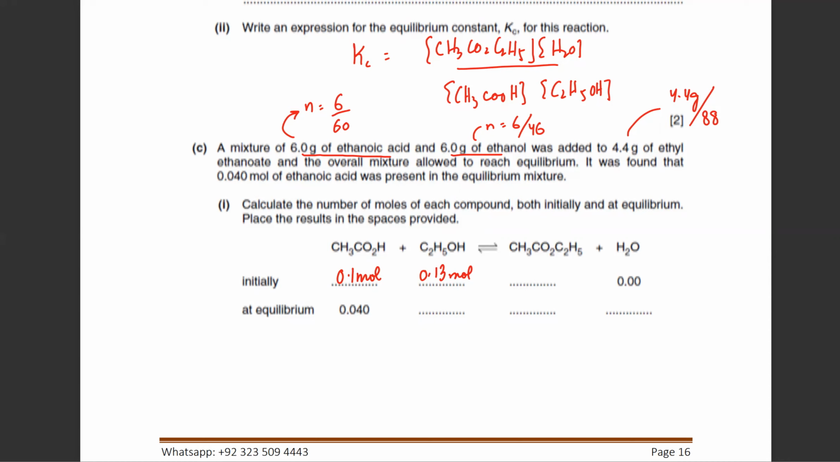So we're going to get 0.05 moles for that. Now, this is what we are familiar with. You have the initial moles, you have the equilibrium moles. So you started off with 0.1 moles, and now you have 0.04 moles.